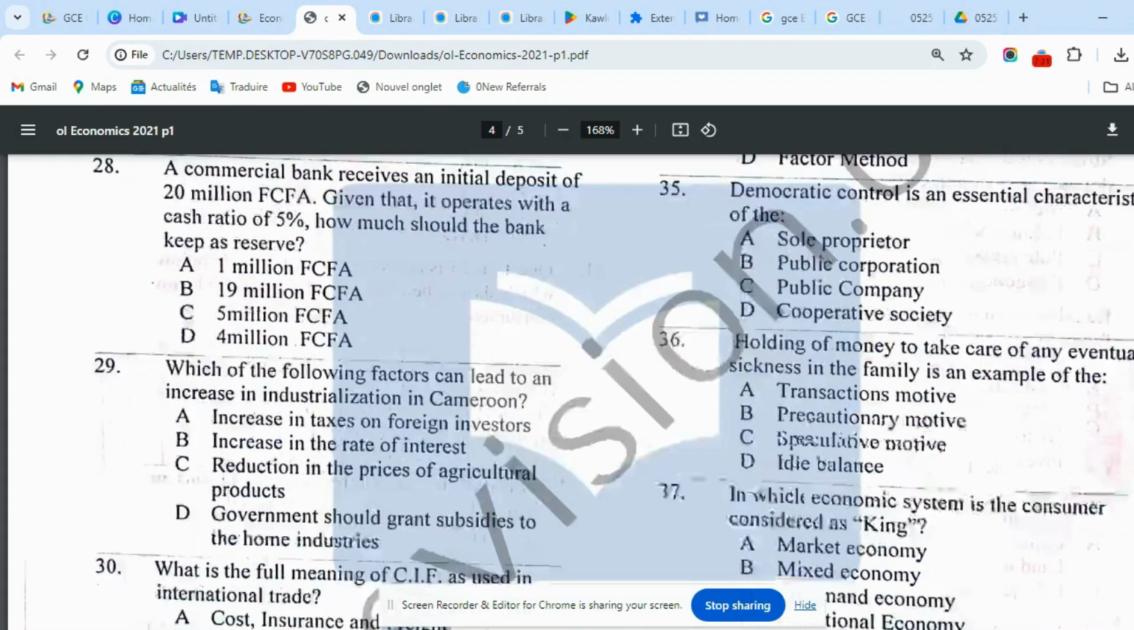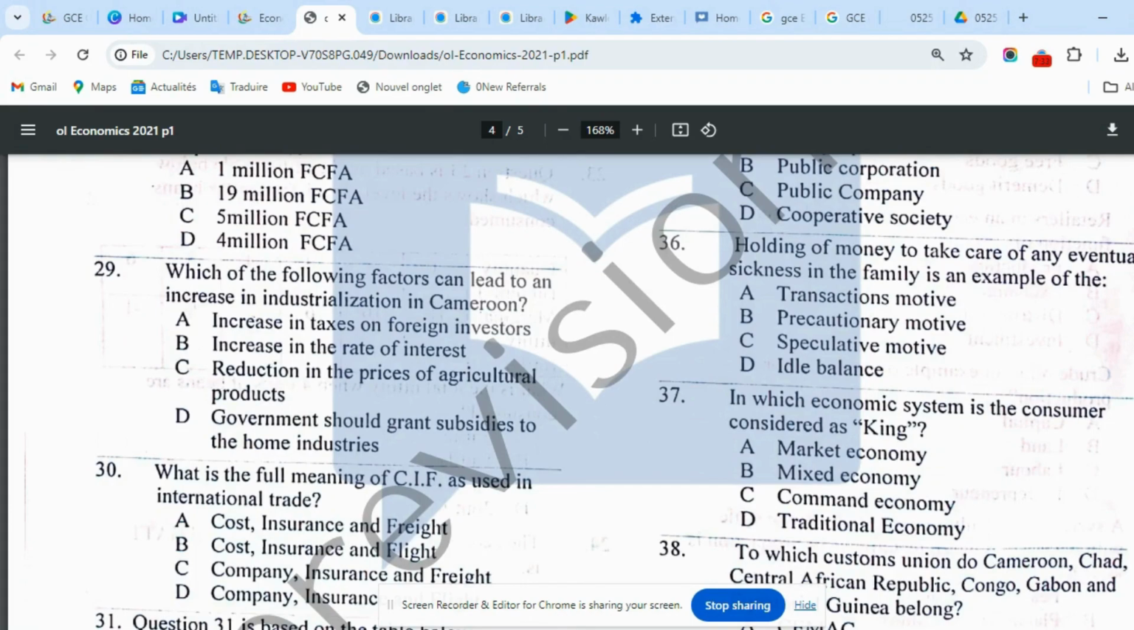So let's go to the next one. It says, in which economic system is the consumer considered as king? Is it a market economy? Is it a mixed economy? Is it a command economy? Is it a traditional economy? The correct answer for 37, I hope you had the correct answer. Just think about it for a few seconds. The correct answer is A, market economy.